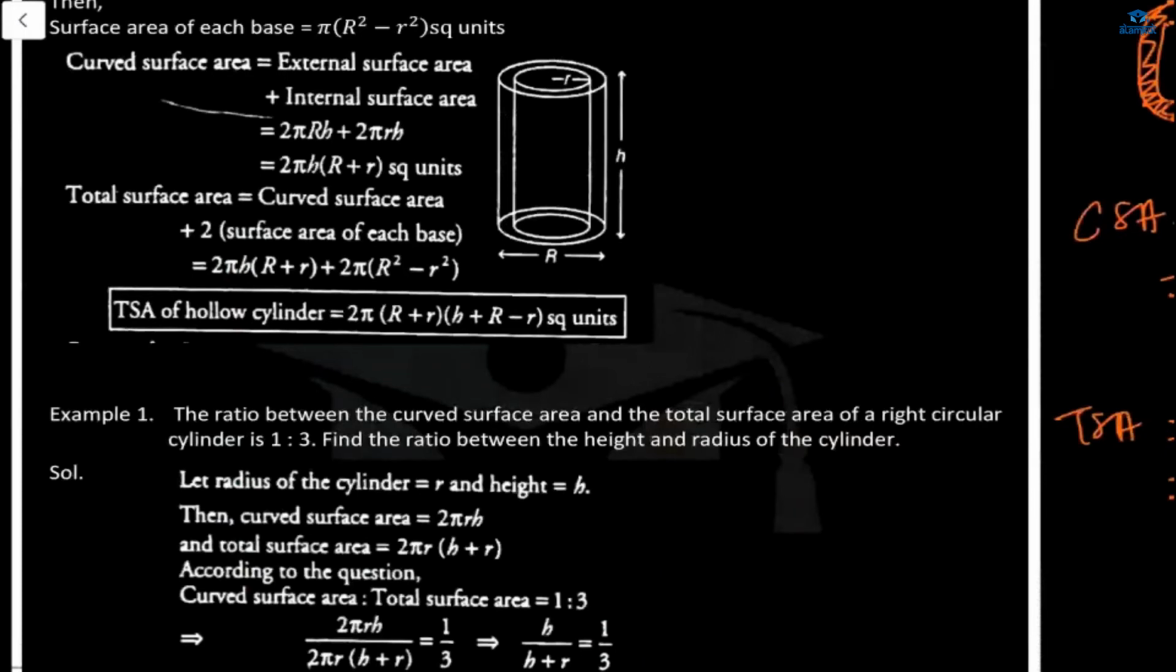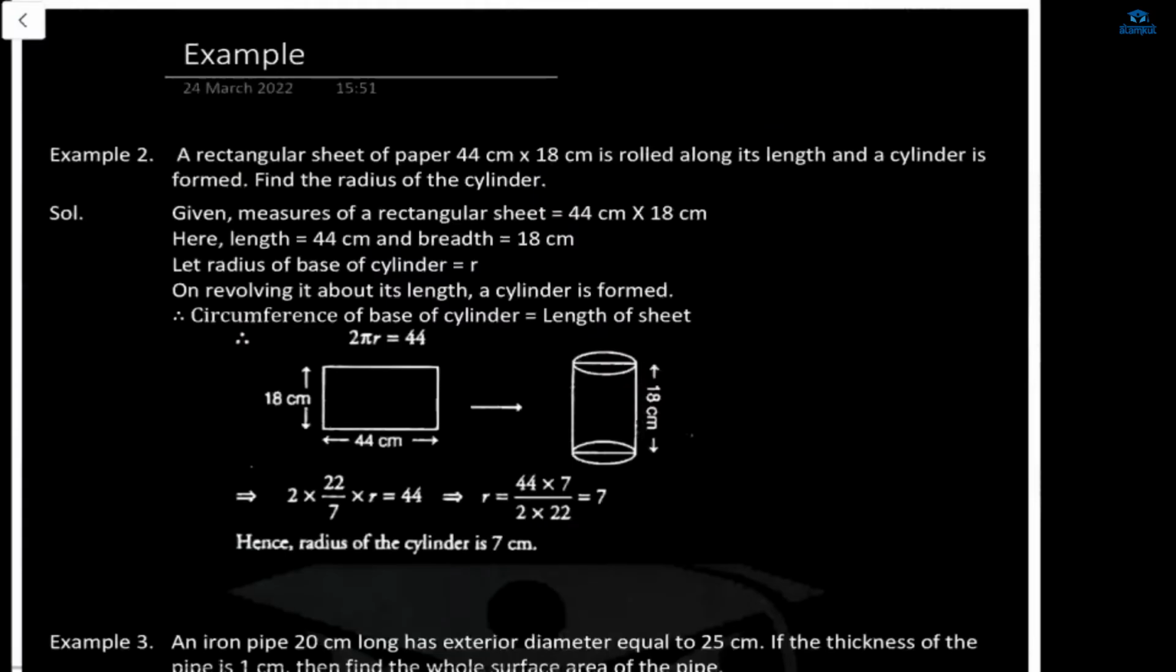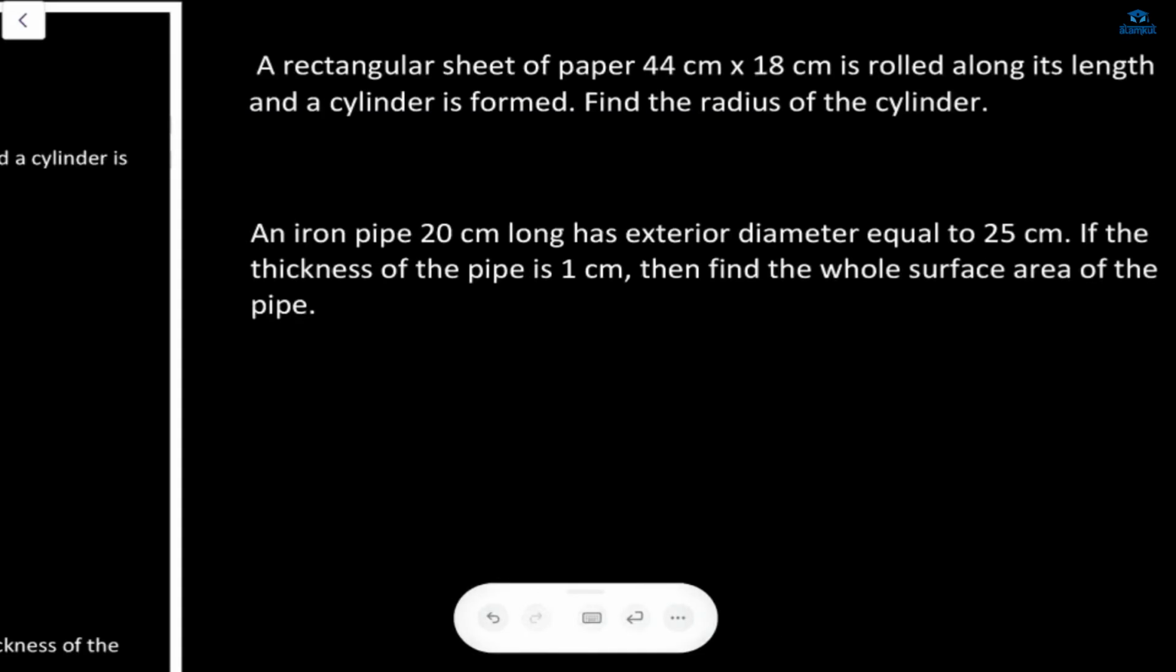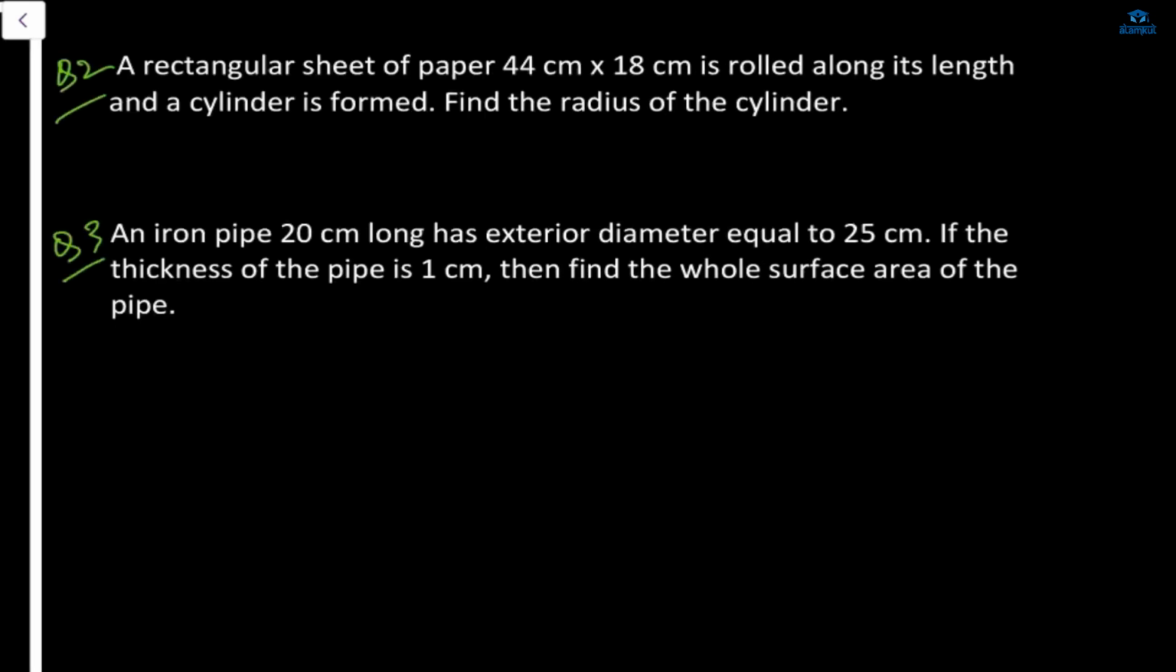Okay, let's start with the questions because it's not good to waste time. One more question. I'll copy both the questions. Question number 1: A rectangular sheet of paper 44 centimeter by 18 centimeter is rolled along its length and a cylinder is formed. Find the radius of the cylinder. And in the second one: an iron pipe 20 centimeter long has exterior diameter equal to 25 centimeter. If the thickness of the pipe is 1 centimeter, then find the whole surface area of the pipe.